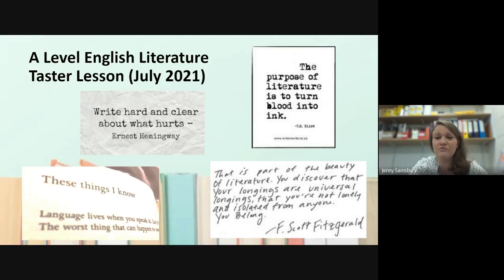What you've got on the slide in front of you is some of the ideas from some of the writers that we're going to be studying at A-Level English Literature, just really exploring and explaining the importance and the value of literature, language, ideas, and the relation to ourselves, culture, and society.